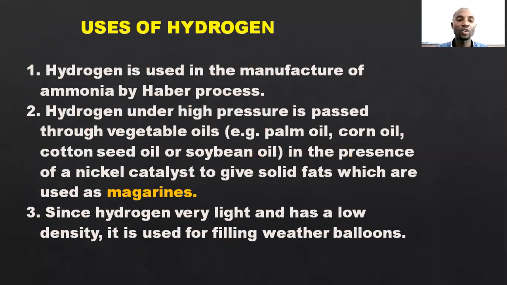Hydrogen is used in the manufacture of what? Ammonia, in the Haber process. Number 2 is that hydrogen under high pressure is passed through vegetable oil in the presence of a nickel catalyst to give solid fat, which is used as margarine. This is what we call hydrogenation of vegetable oil. Hydrogenation of vegetable oil is used in the manufacture of what? Margarine. Number 3 is that since hydrogen is very light and has a low density, it is used in filling weather balloons, because of its lightness.